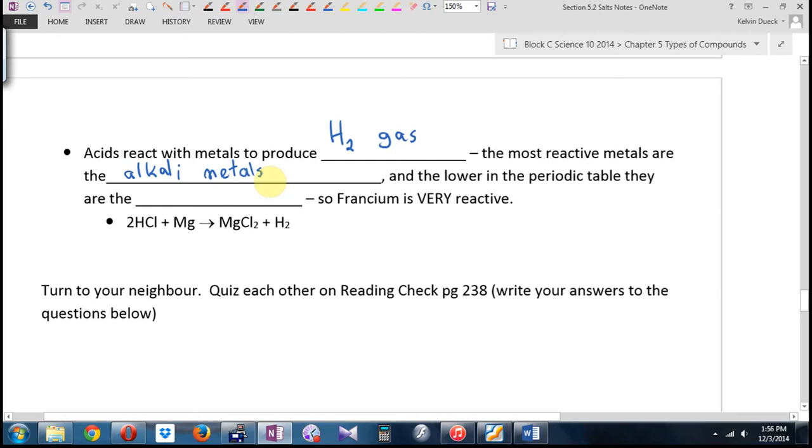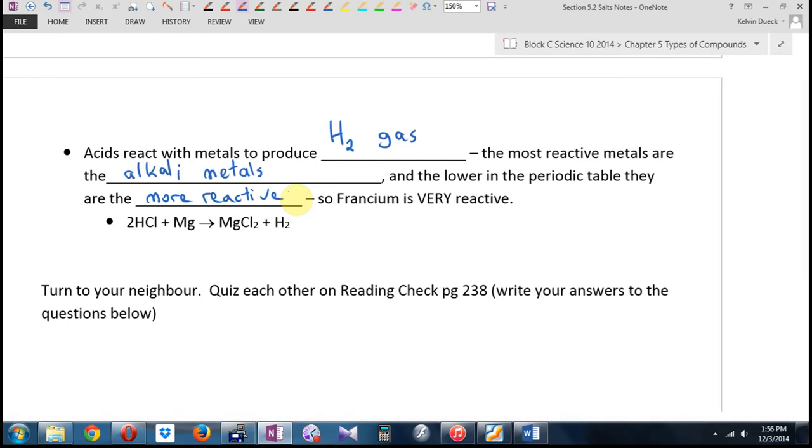And the lower you go on the periodic table, the more reactive. Francium is reactive enough that, in all honesty, it's very difficult to even get it to exist in the real world because it wants to react with anything, oxygen or anything. So unless you're using some very, very clever containers, it's going to boom and react with the container.